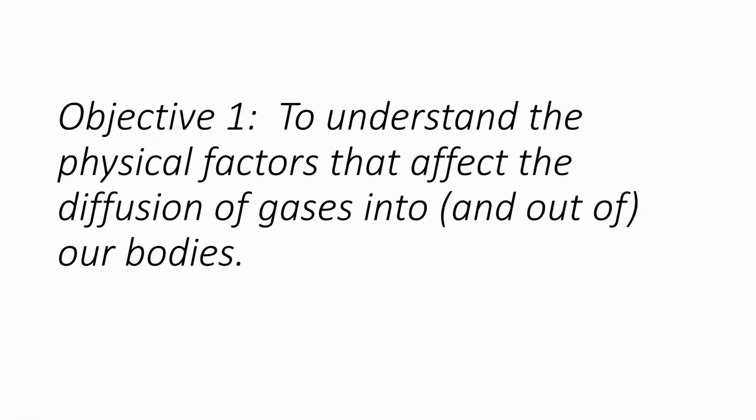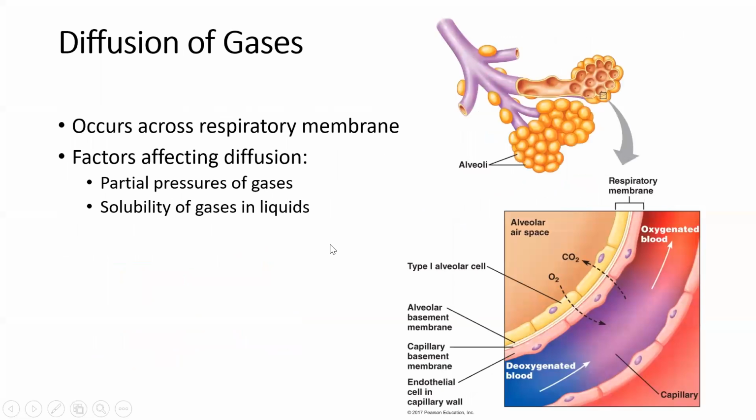Let's talk about our first objective here, which is to understand some of the physical factors that affect the diffusion of gases into and out of our bodies. This diffusion takes place across our respiratory membrane. Just to remind ourselves, our respiratory membrane is the alveolar type 1 cell fused with the basement membrane of the endothelial cell. That is that very thin membrane which facilitates gas exchange.